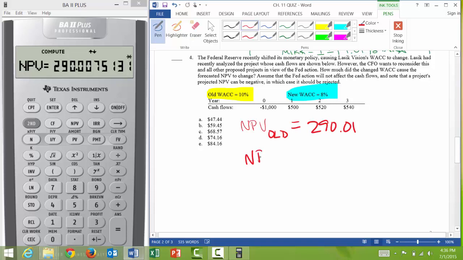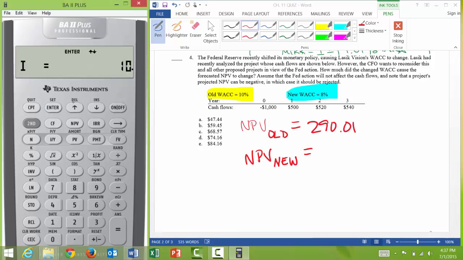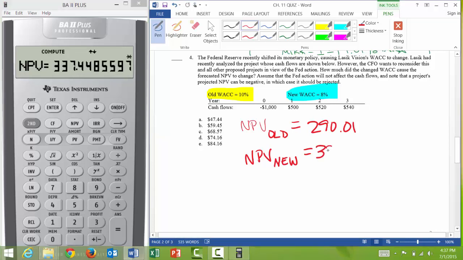And then I need to find the NPV with the new weighted average cost of capital. So all I have to do here is scroll up to the I and change it to 8 for that new one. So I hit 8 and enter. I hit down, and to make that number reflect the 8%, I hit compute. And so I get the new NPV is $337.45. And then the question asks for the change.